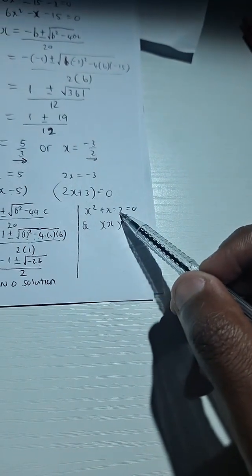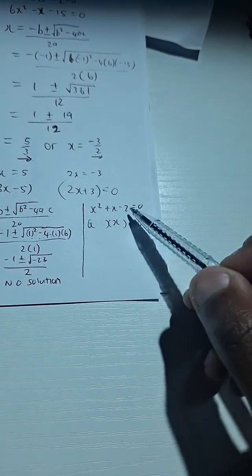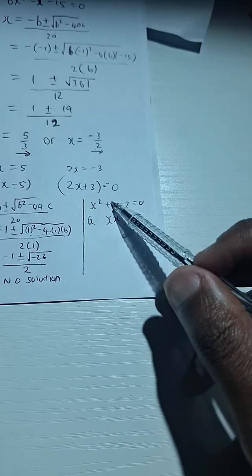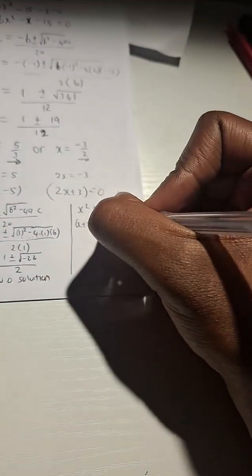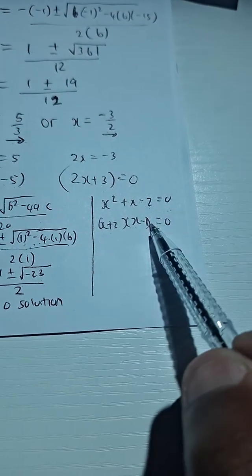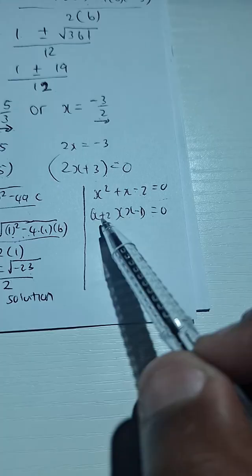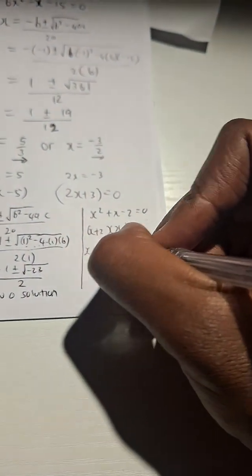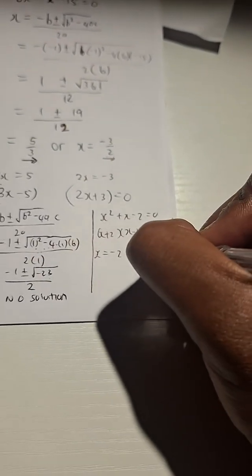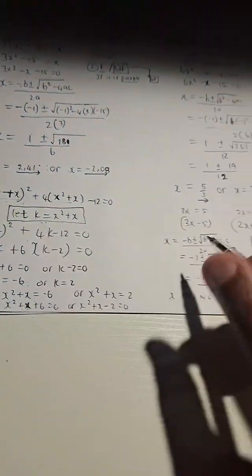That means we're going to have different signs in our two brackets. But because of the middle term, the higher factor is going to be positive. So we are going to have plus 2 minus 1. Be very careful, plus 2 minus 1. When we multiply these numbers, we must get negative 2. When we add these numbers, we must get positive 1. So then x is equal to negative 2, or x is equal to positive 1. These are our solutions.